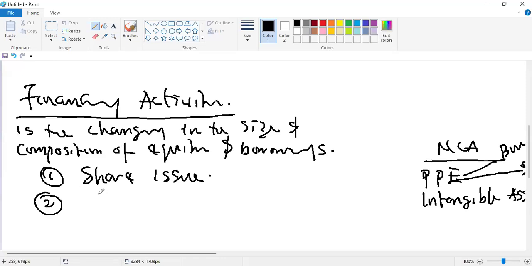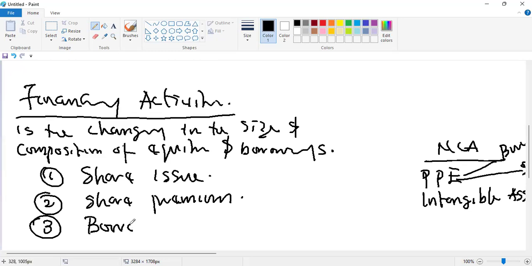Two, they issue shares at a share premium, above the nominal value. Then they can also borrow. Which borrowing are we talking about? Not current liabilities. It is the borrowing that takes longer years to utilize, not the current liability, which is bank overdrafts.